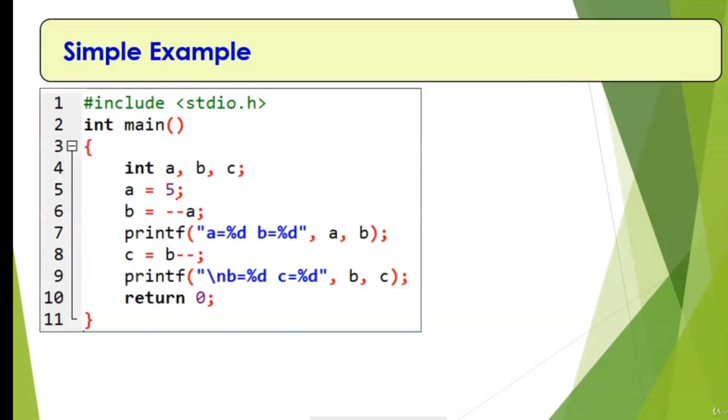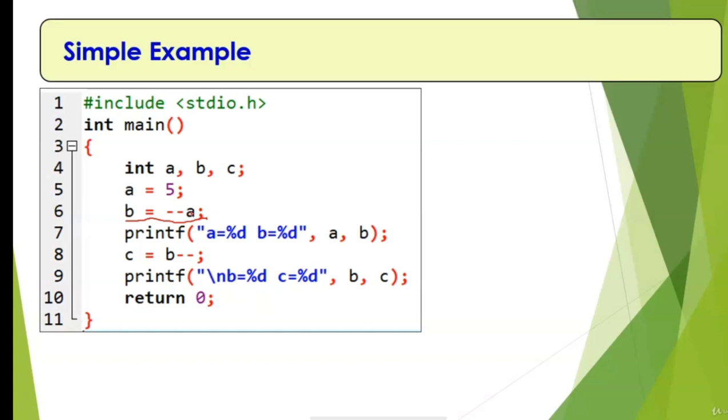Note that in this program I have declared three integer variables, that is a, b, c. The value of a is initially initialized to 5 on line number 5. On line number 6 I am using pre-decrement on the variable a. Let's see how this expression is executed. So pre-decrement will decrement the value of a immediately. The value of a is initially 5. After performing pre-decrement it will become 4.